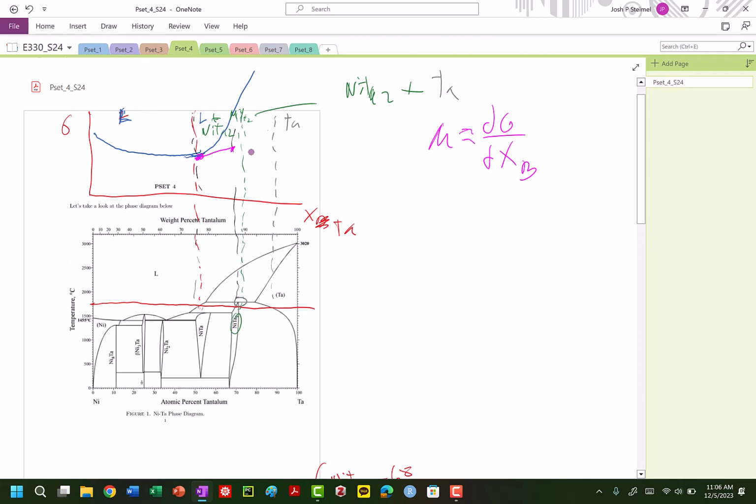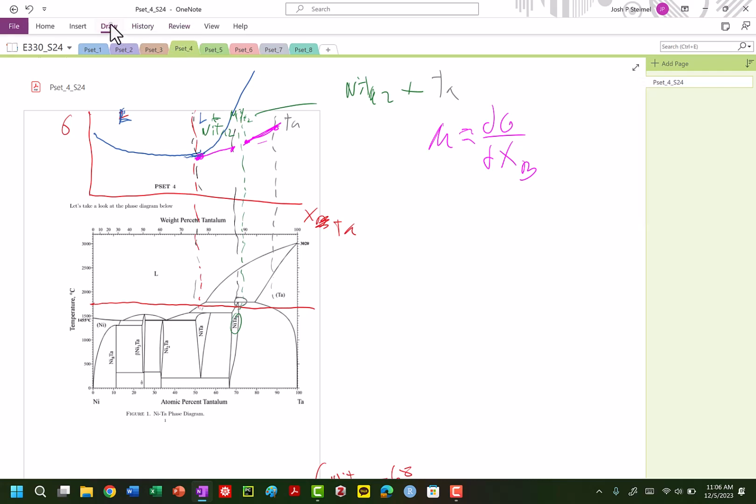Excuse me, we can look at another idea here. So let's look at this other two-phase region. So now we're in a two-phase region where I have NiTa2 and then tantalum. Same thing. The slopes have to be exactly equal, and they have to touch because you have that gap here. But I just have some slope in this region. So the same concept holds.